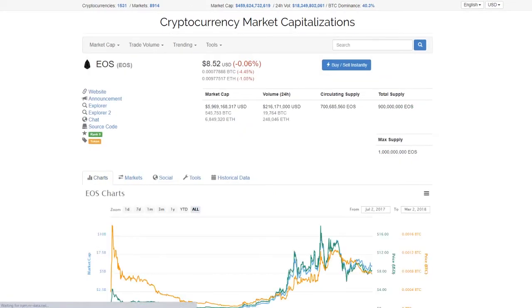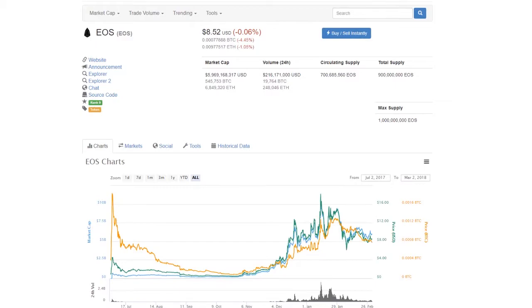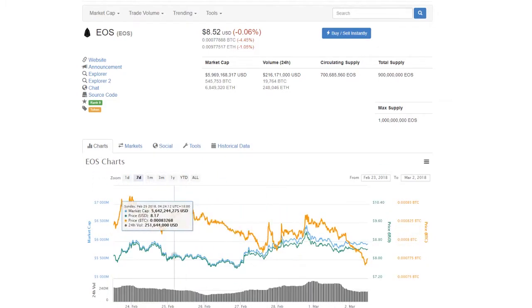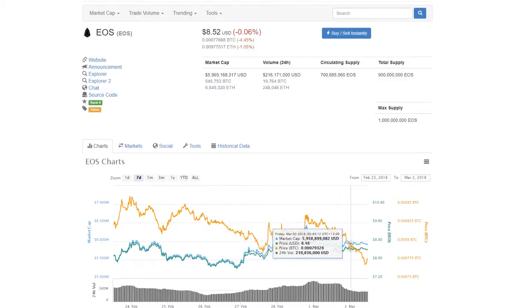At its current price, it's $8.52, with a current decrease in price of 6%. And that's not much, so we can assume that there's barely any trade volume, and the price is just fluctuating at a quite stable price. So we can just assume EOS is going to stay at around that $8 to $9 mark. Maybe more. Let's just check the 7-day chart. And so we're seeing a price around $8 to around $9.